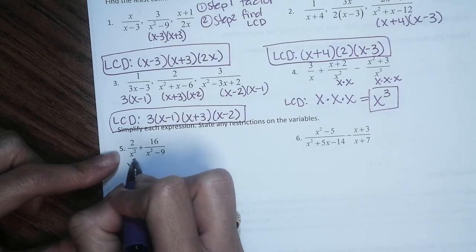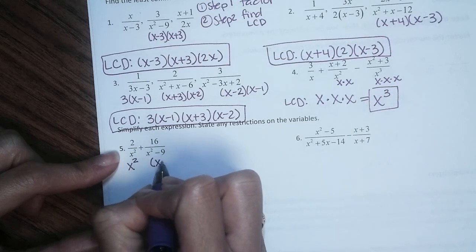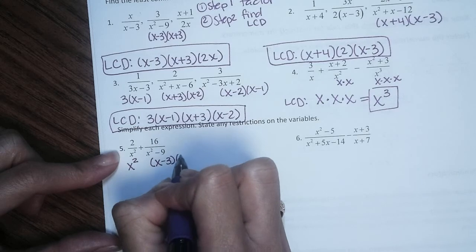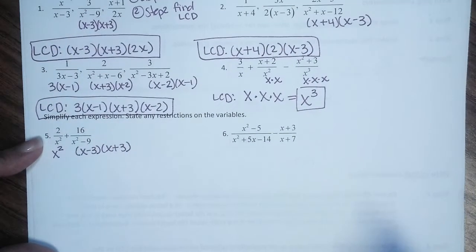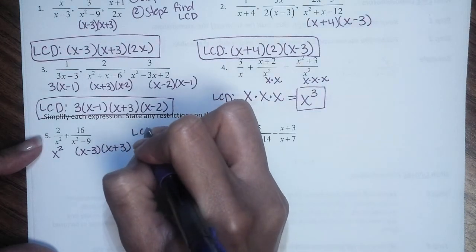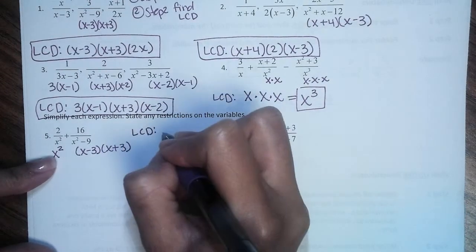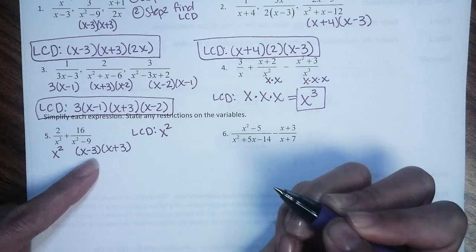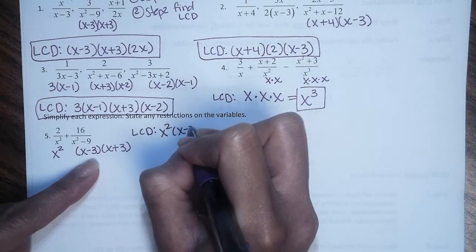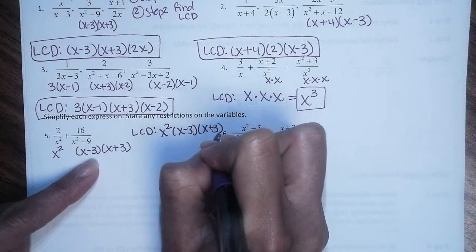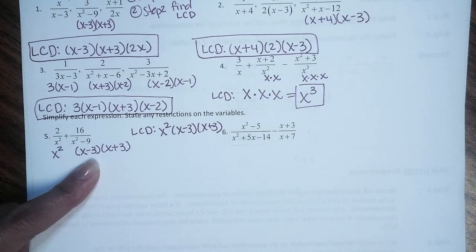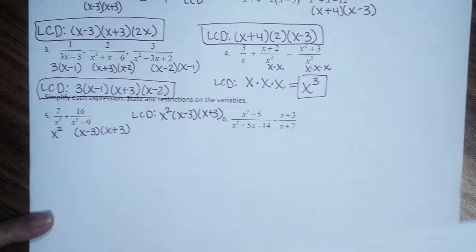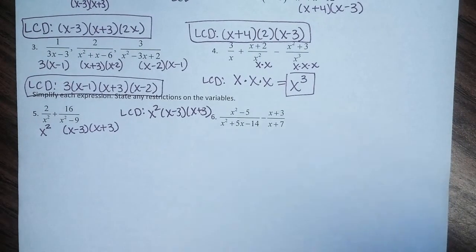This is an x squared. This would be x minus 3, x plus 3. So my least common denominator would be the x squared for sure, and the x minus 3, x plus 3. So for number 5, I have found my least common denominator: x squared times x minus 3 times x plus 3.